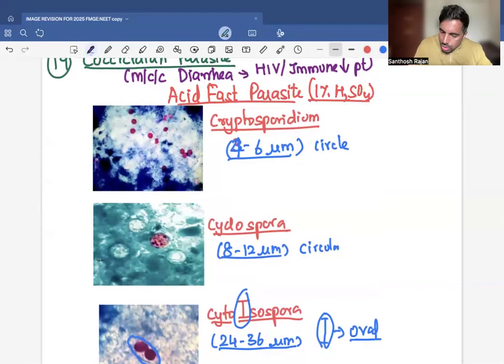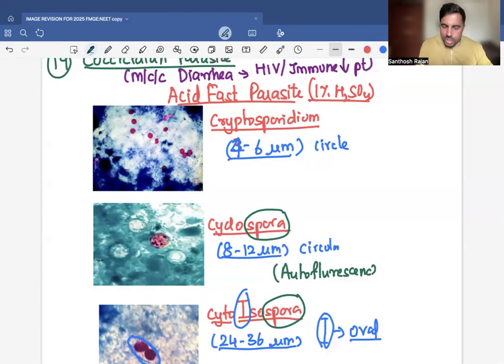The two important features here are your two spora. The spora have one thing called autofluorescence. They automatically glow, but that is not there in your cryptosporidium. Here there is no autofluorescence. This could be a question. No autofluorescence, immunofluorescence or fluorescence, whatever. Here we don't talk about immunofluorescence because it's automatic. So no autofluorescence here; in both the other cases you have autofluorescence positive.